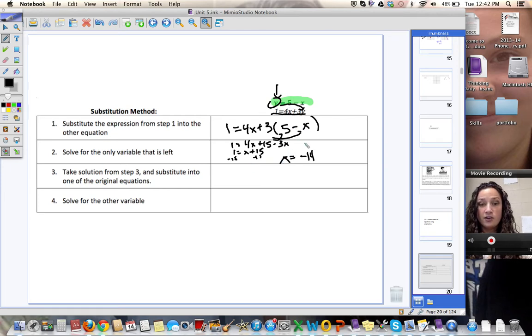Now that I figured out what x is, take the solution from step 3, x equals negative 14, and substitute into one of these equations. I'm just going to put that negative 14 into one of these to tell me what y is. It looks like it's going to be easier to plug into this one because there's a lot less variables and numbers to deal with. So I'm going to write y equals 5 minus, instead of x, negative 14. Two negatives make a positive, so then I get y to be 19.